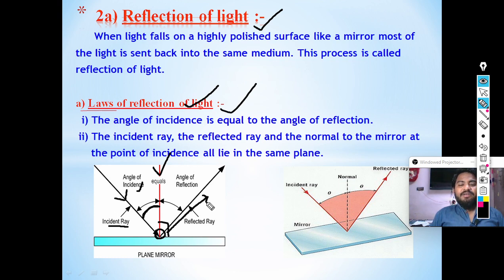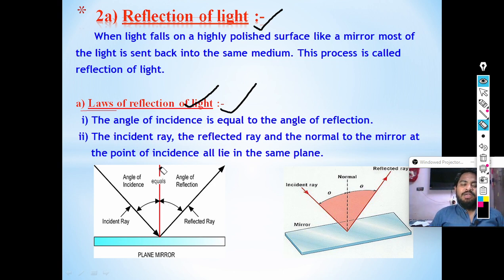So here the first law of reflection is telling that the angle of incidence should be equal to the angle of reflection. What is the first law telling? The angle of incidence is equal to the angle of reflection. So what is the angle of reflection? The angle made by the reflected ray with the normal is called the angle of reflection, right? So now the laws of reflection. The first law is the angle of incidence is equal to the angle of reflection, right?